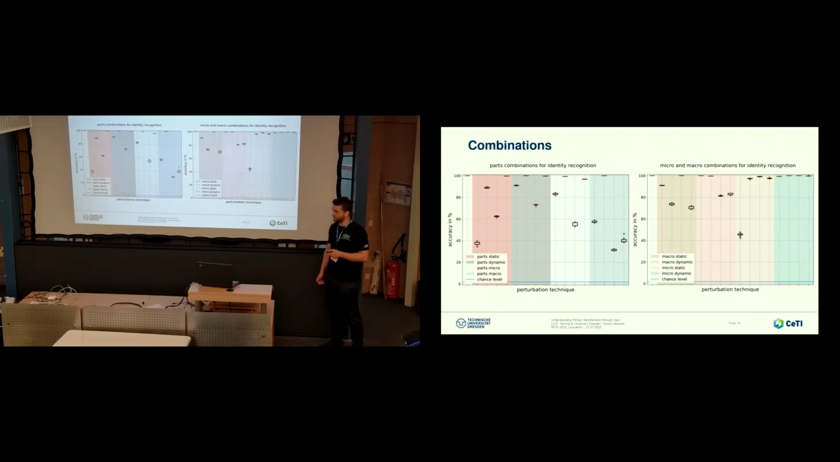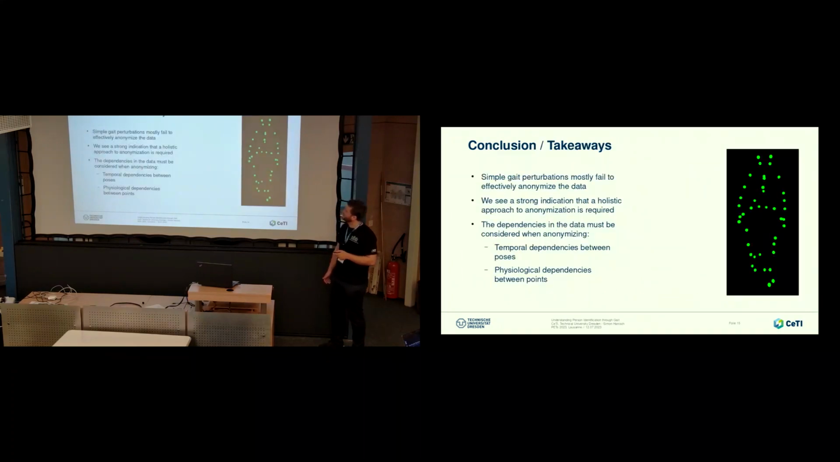So we're already coming to my takeaways. So these simple gait perturbations mostly fail to anonymize the data. This is because this data is actually very complex. So, of course, the position of my hand depends on the position of my arm, of my elbow, of my shoulder, and so on. So all these points are connected.